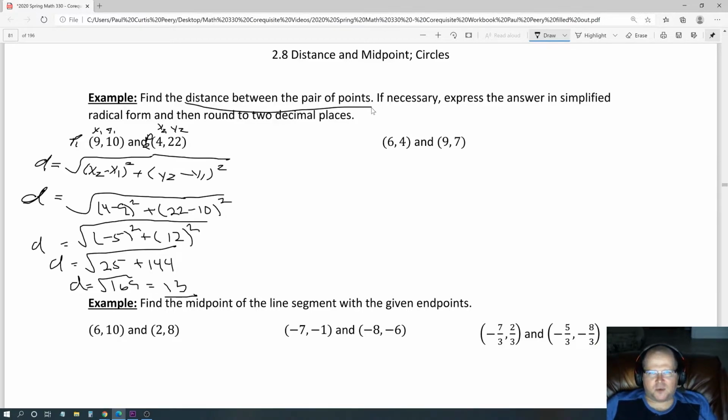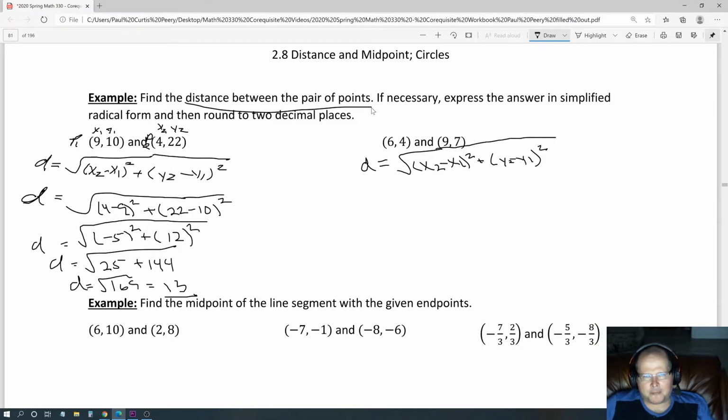Okay, so again, what's the difference between a 6 and a 9? 3. What's the difference between a 4 and a 7? 3. So again, feel free to do this mentally at a certain point once you get the hang of it. But I will write everything out. So the distance formula again is x2 minus x1 squared, plus y2 minus y1 squared.